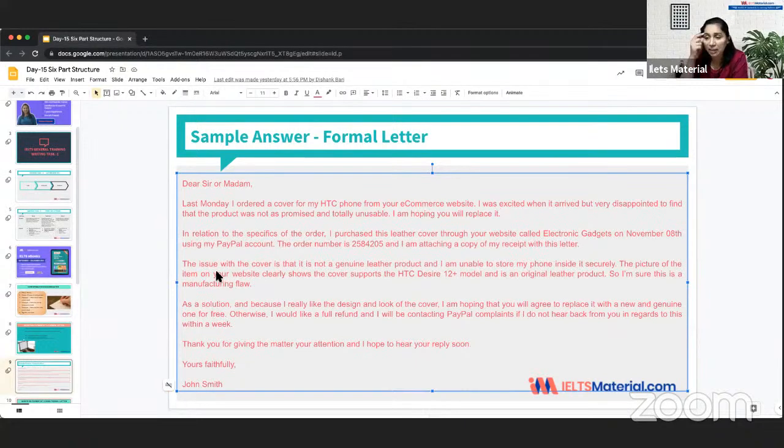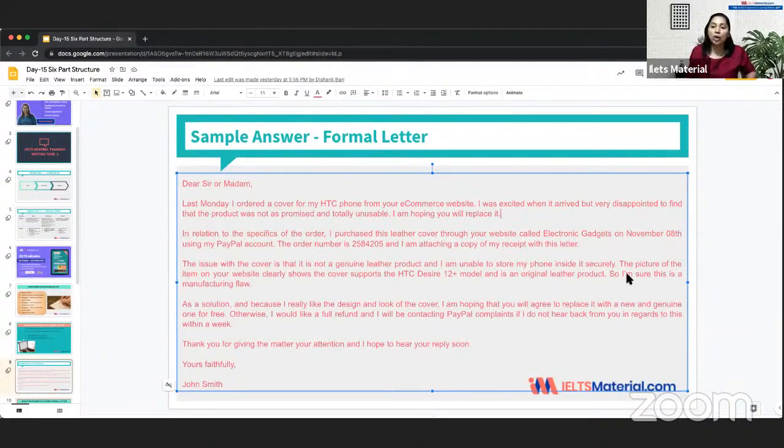Now we are discussing the second question. The issue with the cover is that it is not a genuine leather product and I'm unable to store my phone inside it securely. The picture of the item on your website clearly shows the cover supports the HTC Desire 12 Plus model and is an original leather product. So I'm sure this is a manufacturing flaw.